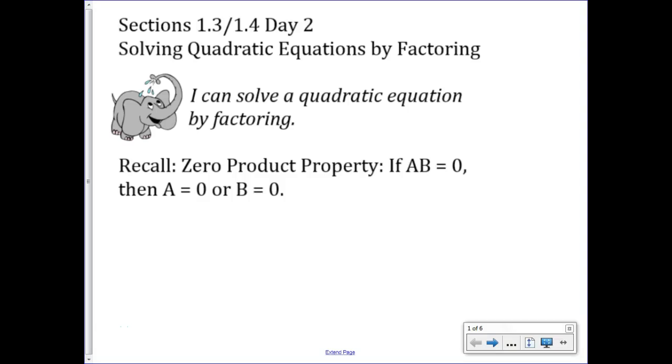All right, guys, so today our lesson is just a continuation of our previous lesson where we were factoring. Today we're going to be solving. So just a recall for you, the zero product property says that if A times B equals 0, then we know that either A equals 0 or B equals 0.